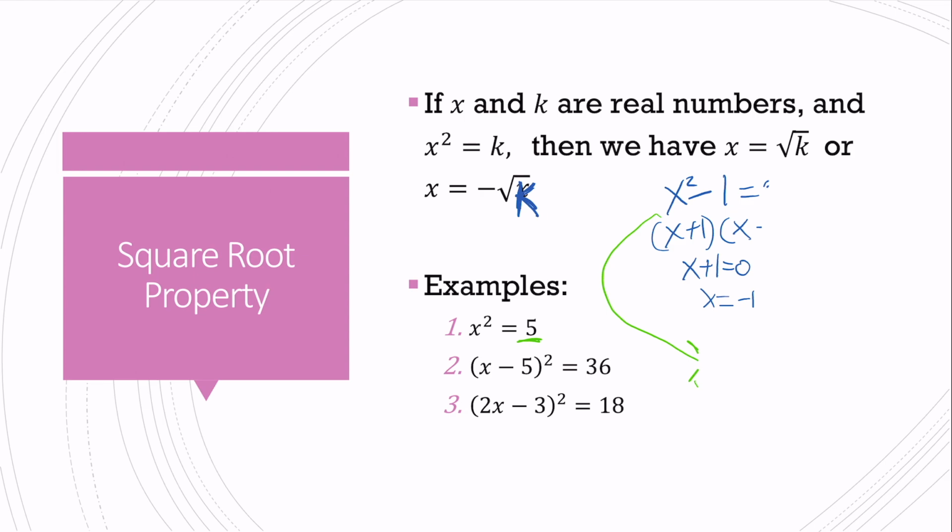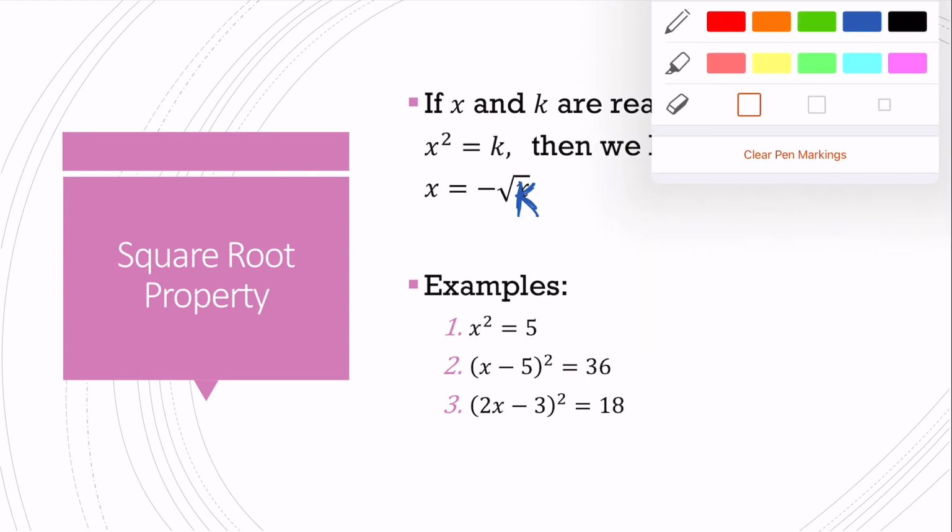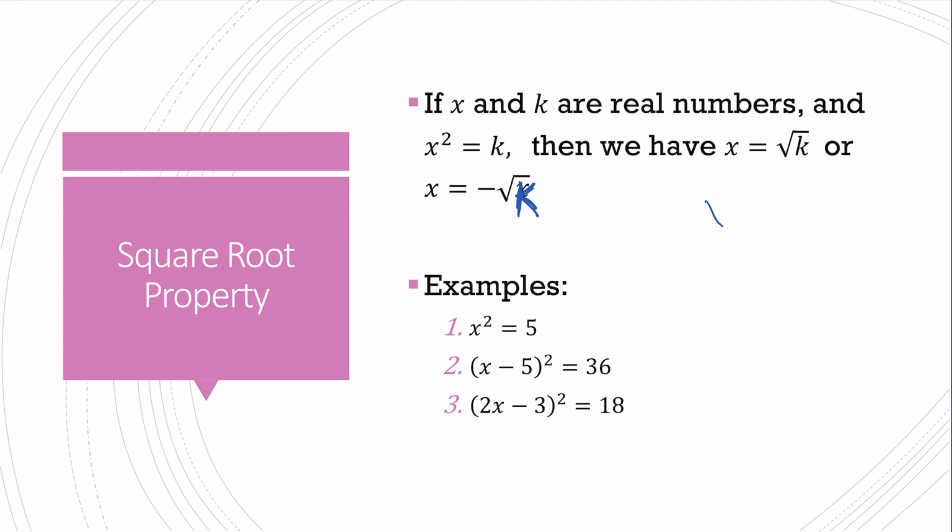Now we've worked through a bonus example. All right, if I have x squared equals 5, I can take the square root of both sides, and I'd have x is plus or minus the square root of 5, and I can't simplify that any further.